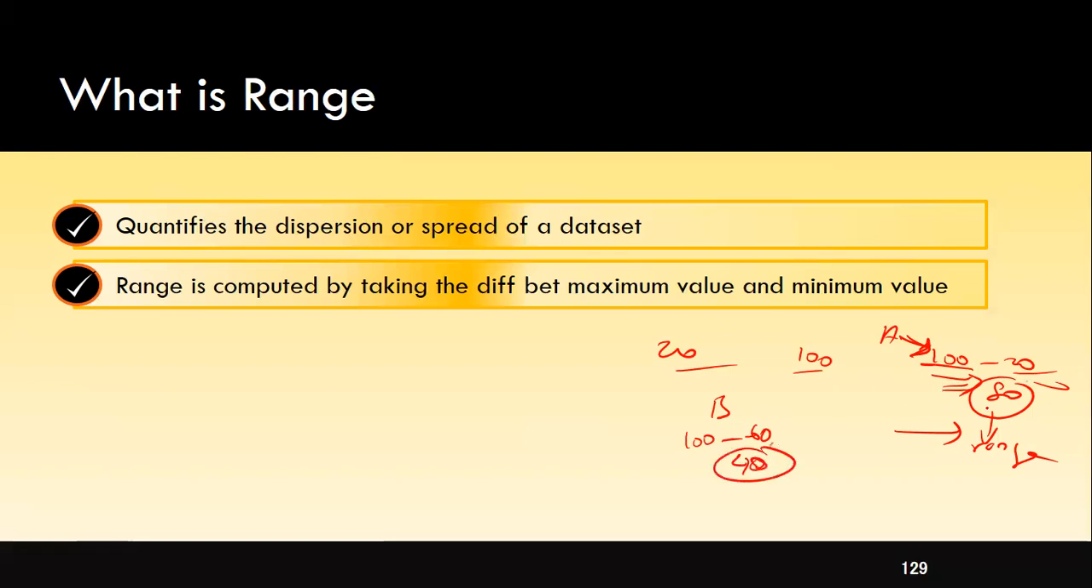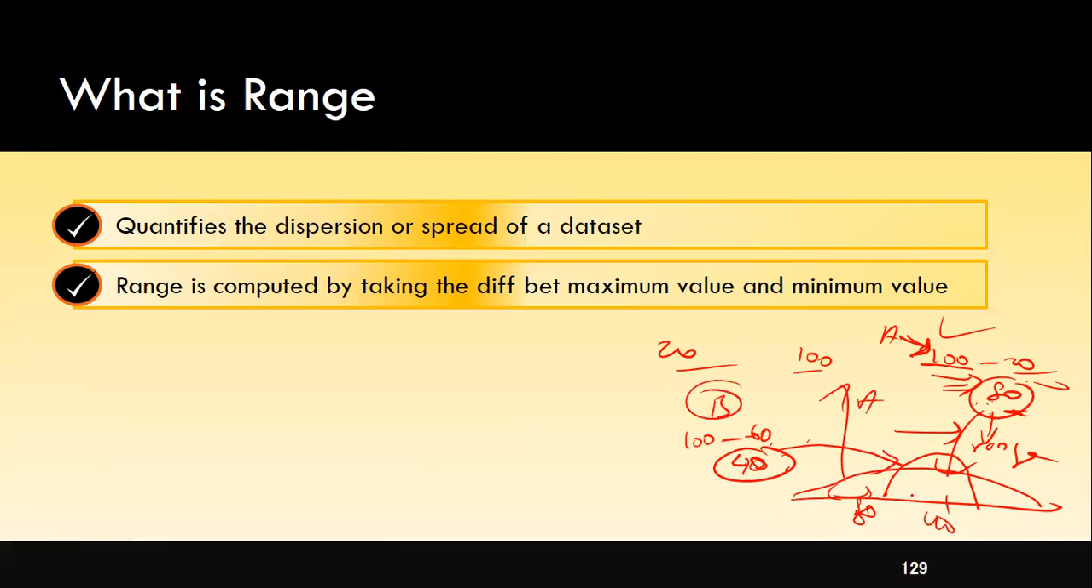So 40 and 80, the difference is too much, right? It is double. For data set A, the range is 80. That means the spread is too wide for this data set. For this data set, the spread is not too wide, just 40, whereas it is 80 in the case of the first data set. Let's assume that this is your data set A and this is your data set B. This is how you can compute the range.